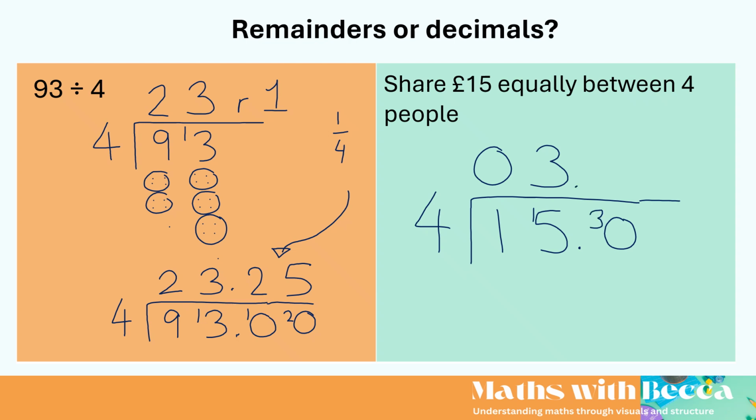So now I need to do 4s into 30. So if we count up in 4s, 4, 8, 12, 16, 20, 24, 28, that was 7. 28, I had 30, so I've got 2 left over, so I need another 0. That 2, and then 4s into 20 go 5 times. So that answer is £3.75. It doesn't make sense to have a remainder there because I can divide that amount of money equally between the 4 people. So I used a decimal for that one.